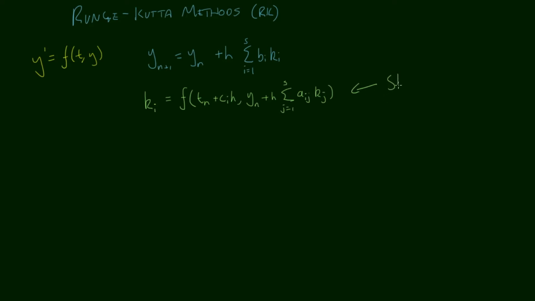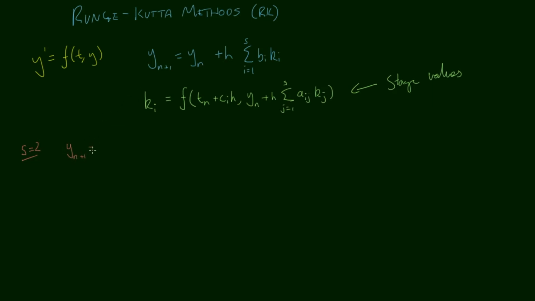The s in the summations, this s here and this s here, is the number of stages we have. The number of stages will usually depend upon the accuracy of your method. So what if we had 2 stages? I'm going to write down these equations for 2 stages.